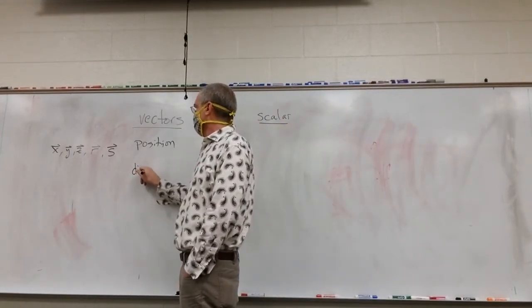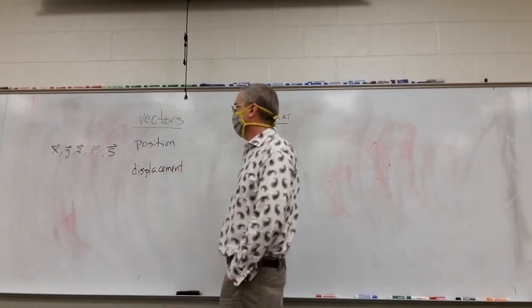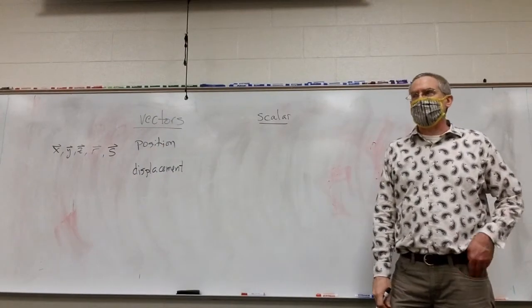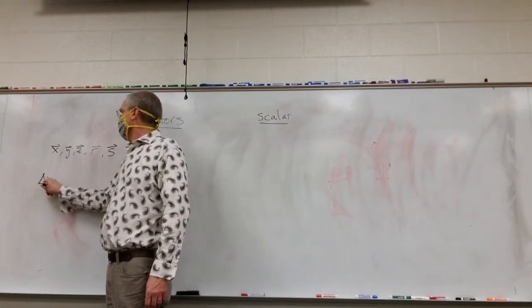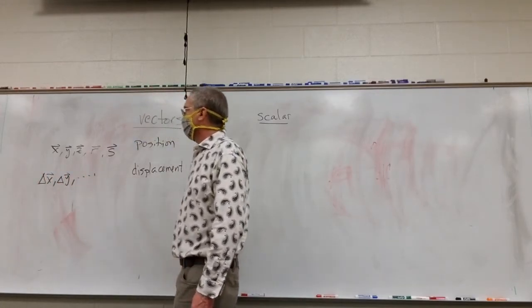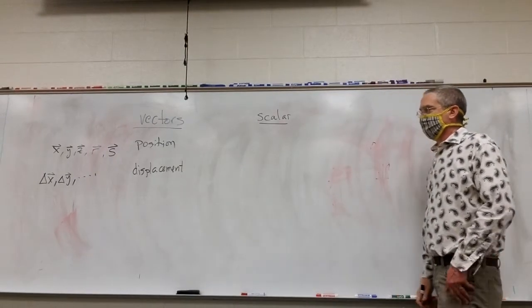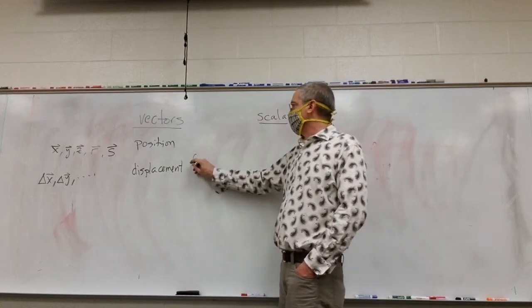Displacement. Displacement is a vector term. Displacement is the change in position. We represent change by a capital delta. So delta X, delta Y, and so on. Just a capital delta in front of it. This is change in position.